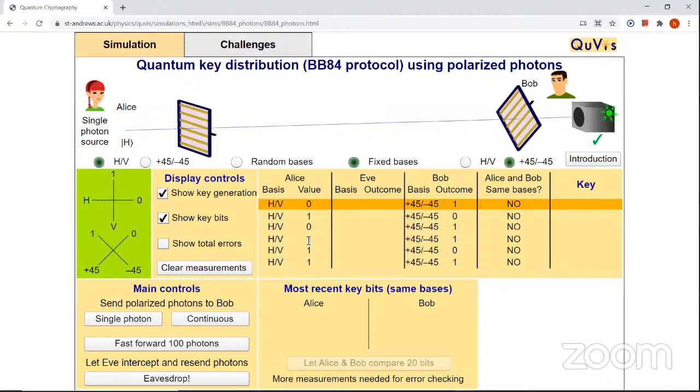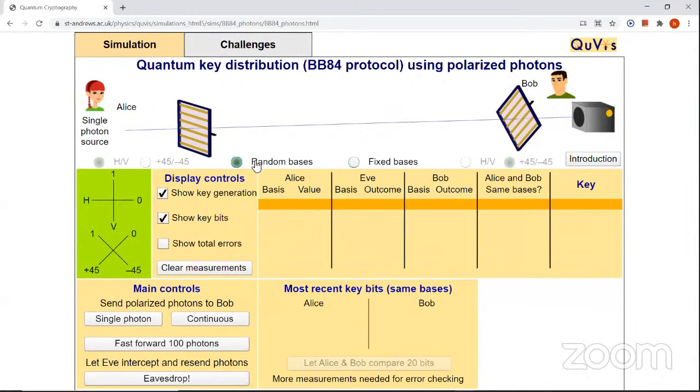See here, this third entry. They both have 1, although their bases are not matching. Why? Because when you measure in the wrong basis, there is a 50% chance that you will get the same bit which was intended by Alice. So whenever these bases are not matching, Alice and Bob are not sure whether Bob received the same thing or not. 50% chance that he will receive the same, 50% chance that he will not. So whenever these bases are not matching, they will discard this.